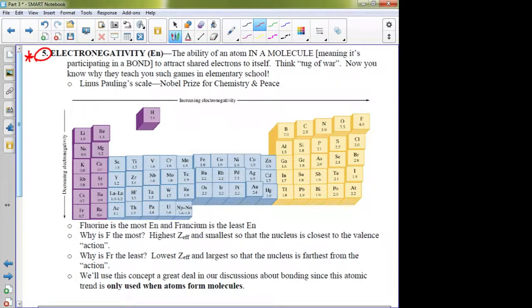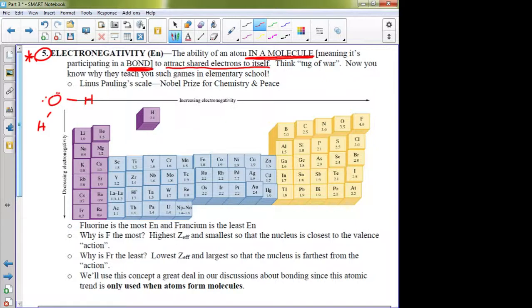Electronegativity is the ability of an atom when it's in a molecule, which means it's participating in a bond, to attract shared electrons to itself. Think of it as the atoms in a molecule being in a tug of war. The most electronegative tugs more electrons towards itself, so the least electronegative is left with less of the shared electrons. Even though we're sharing them, one atom is going to pull more of those shared electrons towards itself. That's why we talk about water being a polar molecule.